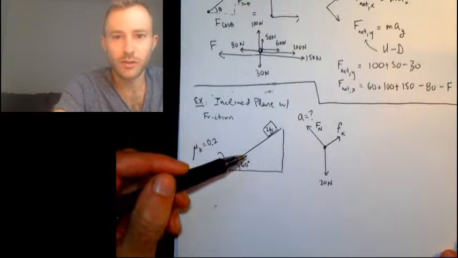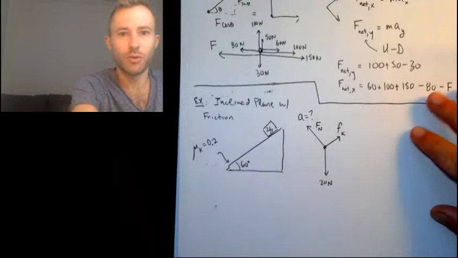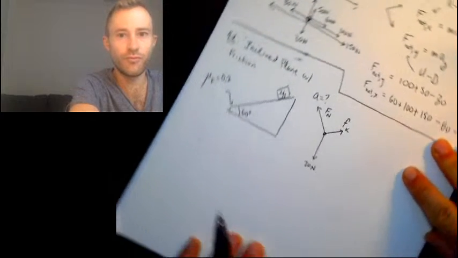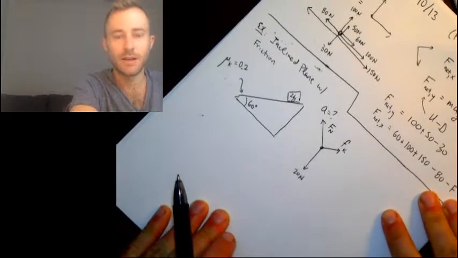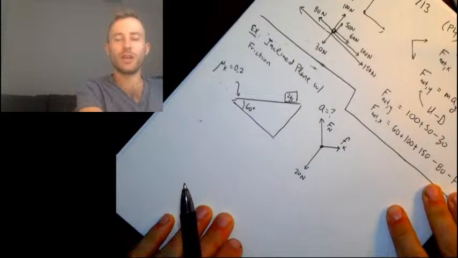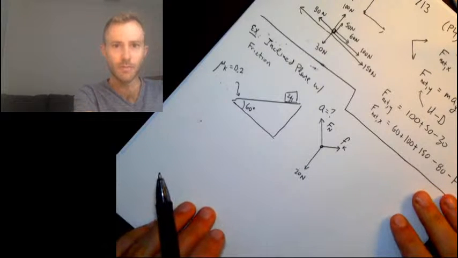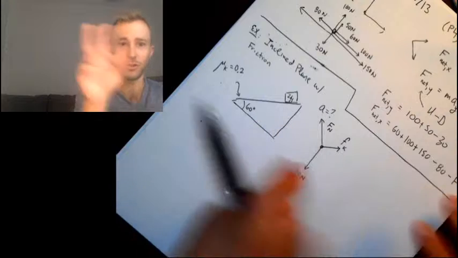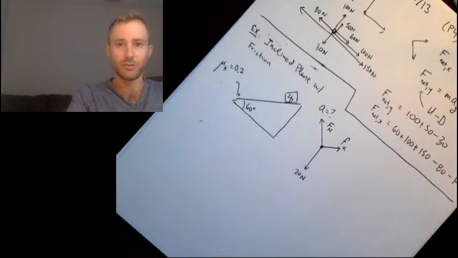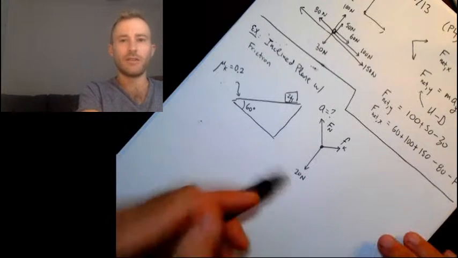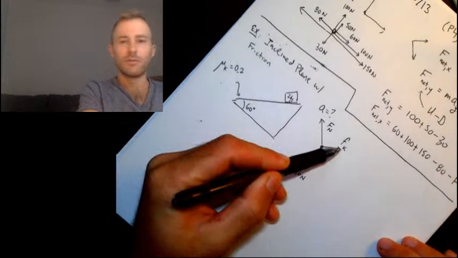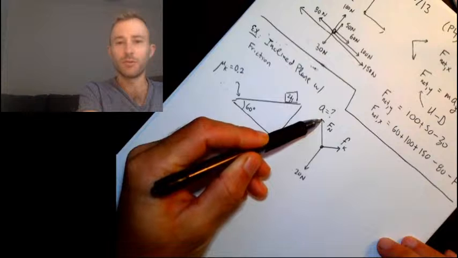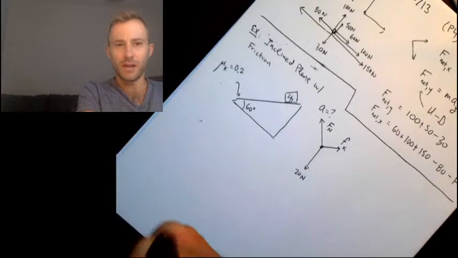So what we're going to do is we're going to actually rotate the picture. We're going to go like that. And so if I rotate the picture, you can see that the block is actually accelerating horizontally in this rotated picture. And furthermore, kinetic friction points to the right, normal force points up.